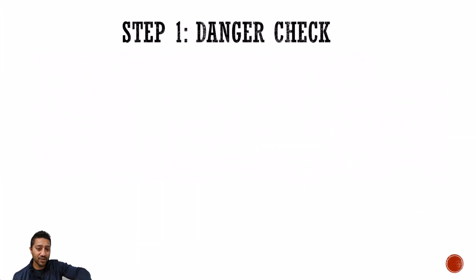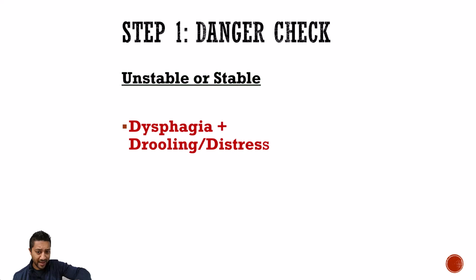Now, the first thing I want you to do when you have a patient coming in with dysphagia is determine, are they stable or are they unstable? Because that will significantly change your next step. For example, if your patient has dysphagia, but they also appear to be drooling or have some sort of respiratory distress, then you should presume that there is some sort of complete esophageal obstruction, and this is a very unstable patient.